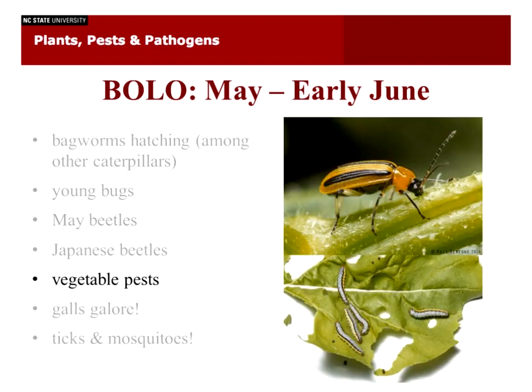Vegetable pests will be emerging and becoming very active. Here's a striped cucumber beetle, and these are cross-striped cabbage worms. So again, at this time of year, you're going to start to see a ramping up of feeding on the herbaceous materials and the vegetables in your vegetable garden.